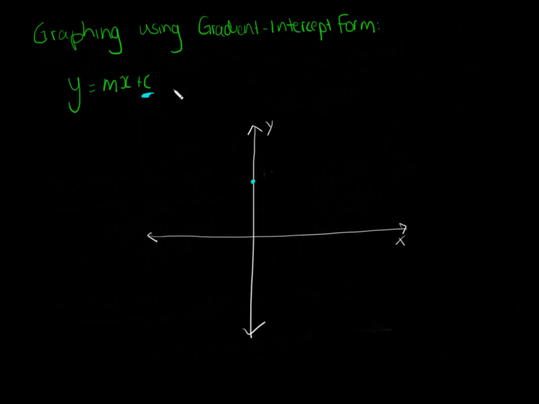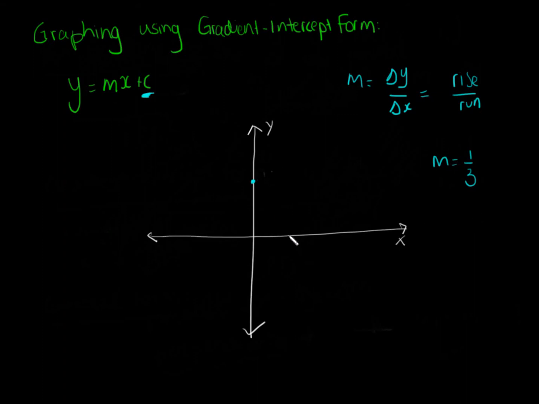Then we will use the gradient, and this is where the gradient comes in real helpful. As I mentioned before, m equals change in y divided by change in x. This can also be written as rise over run. Many of you might have seen this way of defining the gradient before. If the gradient is something like m equals 1 over 3, we know that the change in y is 1 for every 3 changes in x. So as x increases by 3, y increases by 1.